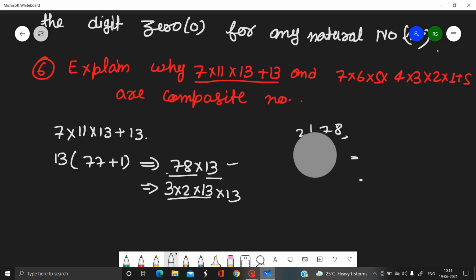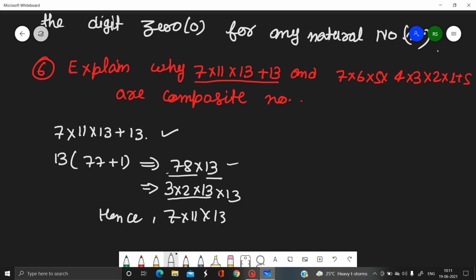You can see, the definition is saying that it has a factor other than 1 and itself. So here also there are factors other than 1 and itself. You can see the factors here are 3, 2 and 13. So we can say that this expression is a composite number. Hence 7 into 11 into 13 plus 13 is a composite number.